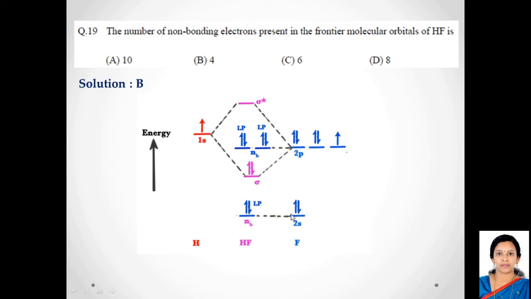The 2s orbital is not involved in bonding here, because the 2s cannot overlap with the 1s, as they have a very high difference in their energy. But it is the 2p electrons which are involved in bonding with the 1s orbital of hydrogen. So the 1s atomic orbital of hydrogen will get involved with the 2p orbital which has one electron, and it will form the sigma bonding molecular orbital and the sigma antibonding molecular orbital.